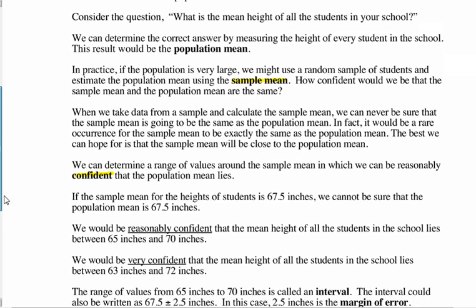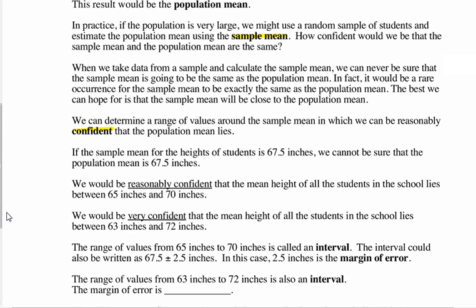So if the sample mean for the heights of students is 67.5 inches, we cannot be sure that the population mean is 67.5. But we can be reasonably confident that the mean height of all the students in school lies between 65 and 70 inches. We'd be very confident that it lies between 63 and 72 inches. The range of values from 65 to 70 is called an interval. So when it's a range of values, that's called an interval.